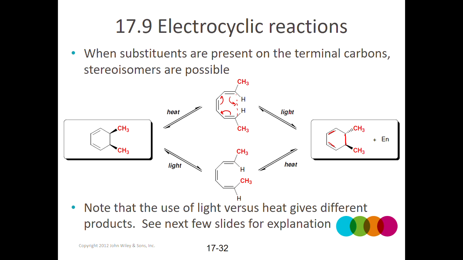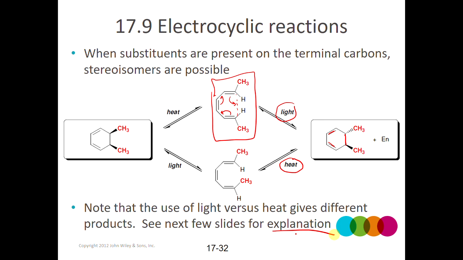And so what we see is, depending on the conditions used to initiate the process, whether it's light or heat, I get different reaction, right? So if I start with this reactant and I use light, I get a trans positioning of the methyl groups. If I use heat, I get a cis positioning of the methyl groups. They're on the same side of the ring. If I start with this reactant, depending on whether I use heat or light, I get different outcomes.